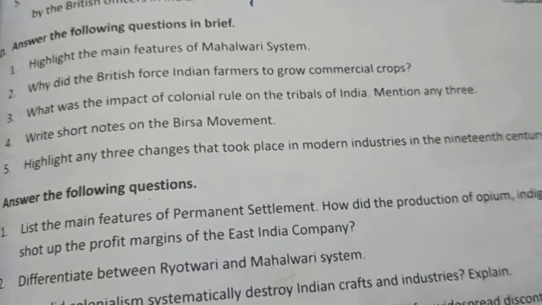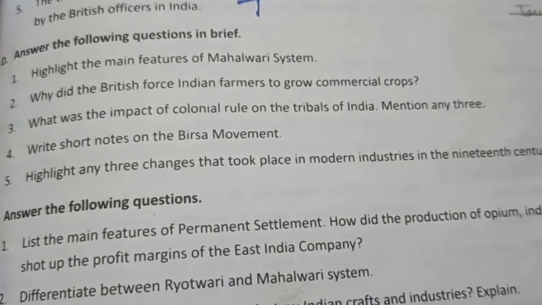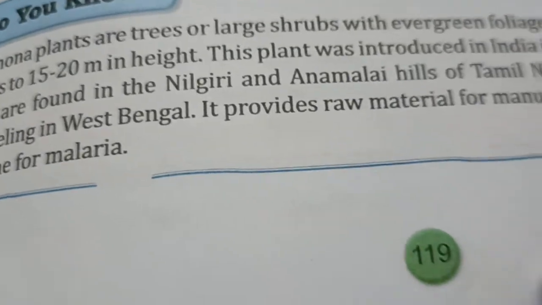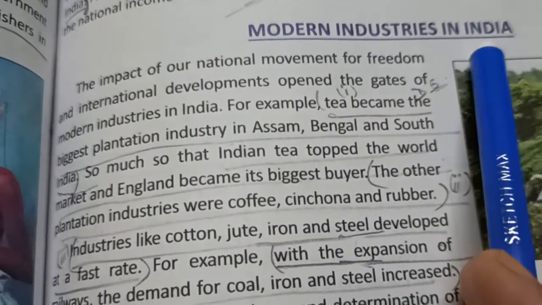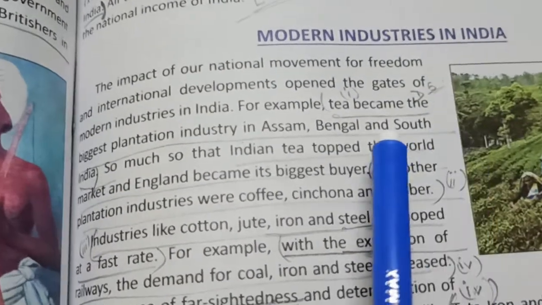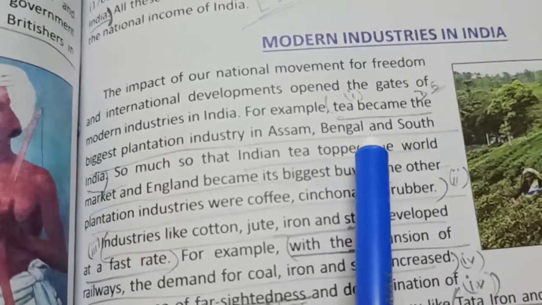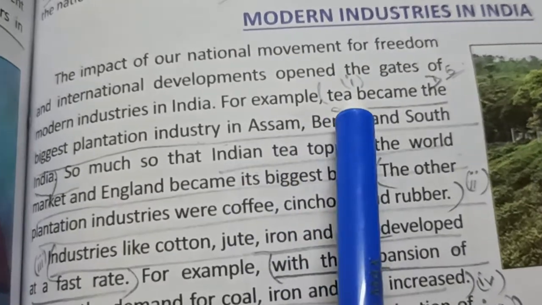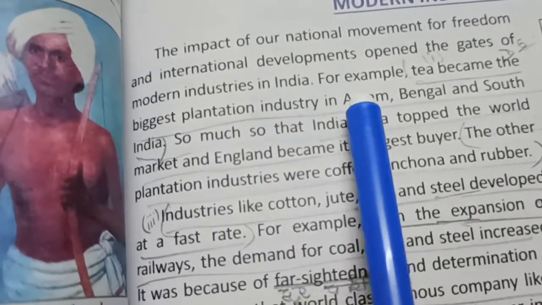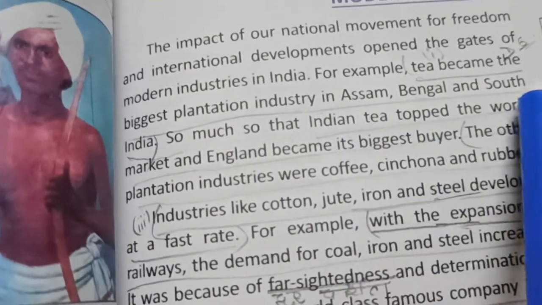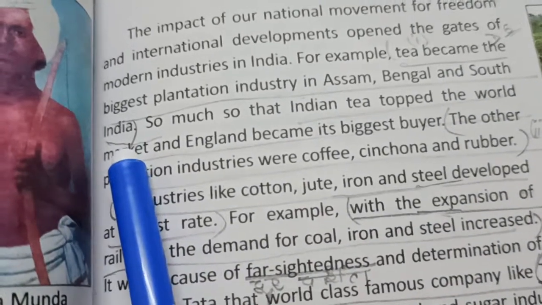And for this answer, take out page number 119. Here you see this paragraph, modern industries in India. You will write 3 changes in modern industries in the 19th century. First point you will write, tea became the largest plantation industry in Assam, Bengal and South India.